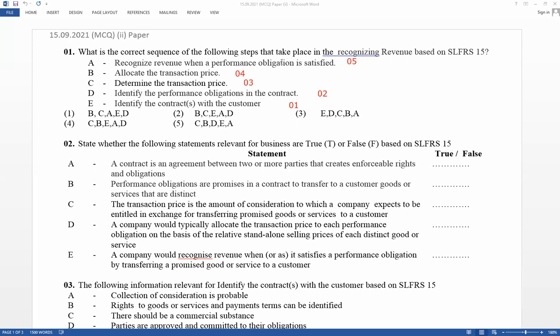Therefore, first one, identify the contract with customers, step number 1. Second, identify the performance obligation. Third, determine the transaction price. Fourth, allocate the transaction price. And last, recognize revenue when the performance obligations are satisfied. Therefore, E, D, C, B, A. The answer is the third one. Question number 1, answer third one.